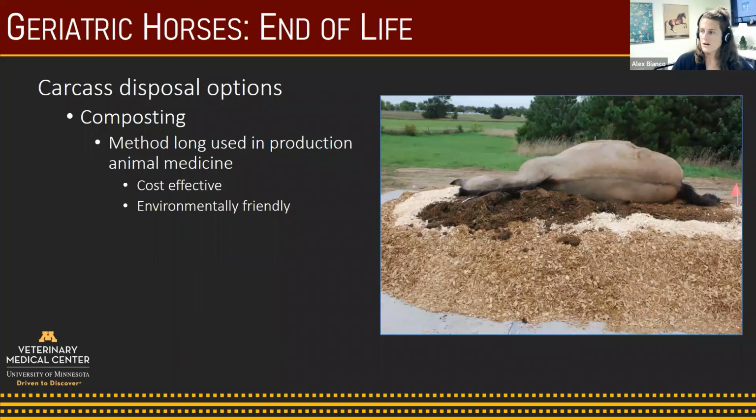Composting is another option, and I'm excited to talk about composting because I think it is a great option and something that I would personally choose over the others if I could make it happen. It's been long used in production animal medicine. When they've had big outbreaks of avian influenza where they had to euthanize many, many animals, or on dairy farms when they lose an animal, composting has been long used as an effective, cost-effective, and environmentally friendly method.